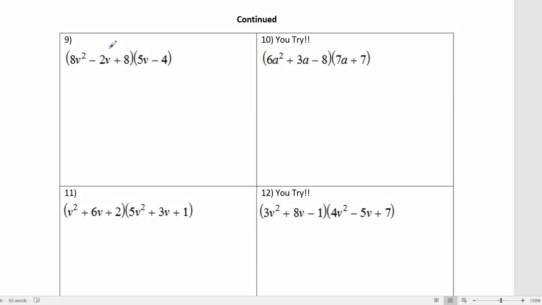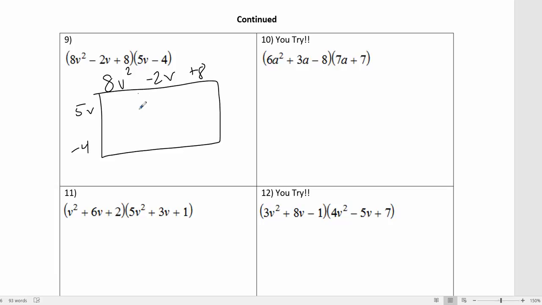Okay, if we look at number 9, it's basically the same kind of thing. We have a trinomial and a binomial. Instead of the binomial first, we have the trinomial first. It doesn't matter the order in which these are done. Again, very, very similar. So again, I'm going to put the 8v squared minus 2v plus 8 up top, and then the 5v minus 4 over here. I could very well flip them. It doesn't really matter how they go. Just got to make sure you put all of them on one side.